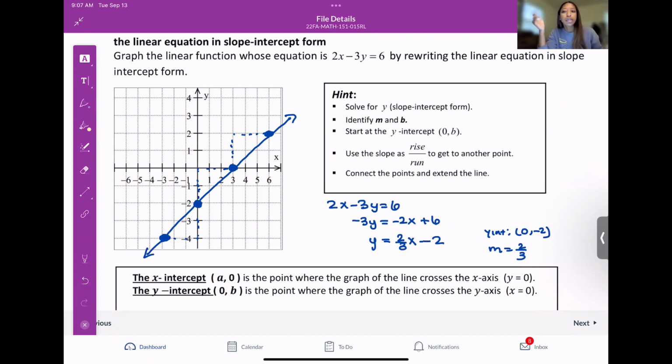So long story short, if your equation is given to you in standard form, you can write that in slope-intercept form, easily identify the slope and the y-intercept. And once you have those, it shouldn't be too hard to graph the line. I have been doing more than 1 point, but really all you need is 2 points. Once you get 2 points on the line, connect and extend, and that's all you need.